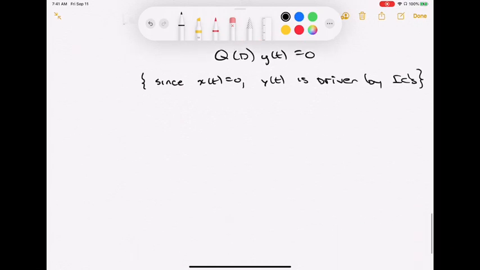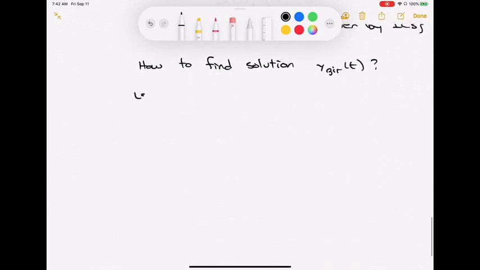So when I think about how to find the solution here, the zero input response y zir of t, I think a way that we can approach this is to look at a simple example. So let's look at a first order example.